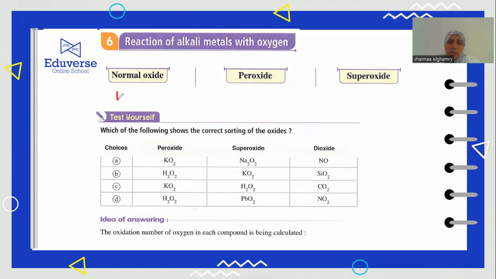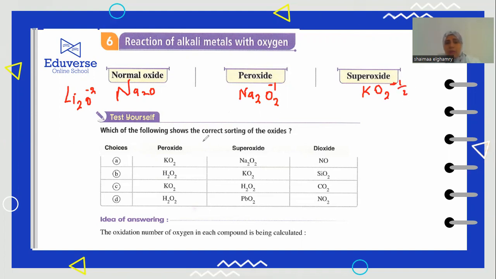So here, normal oxide is Na2O or Li2O. The oxidation number of oxygen here is -2. And in peroxide, such as Na2O2, the oxidation number of oxygen is -1. In superoxide, such as KO2, the oxidation number of oxygen here is -1/2.